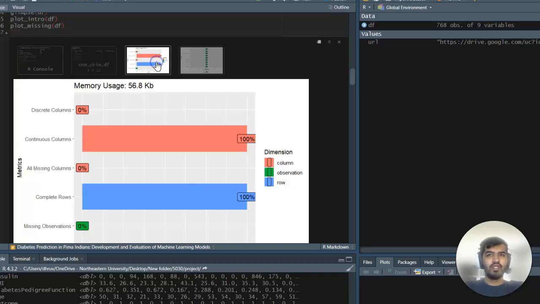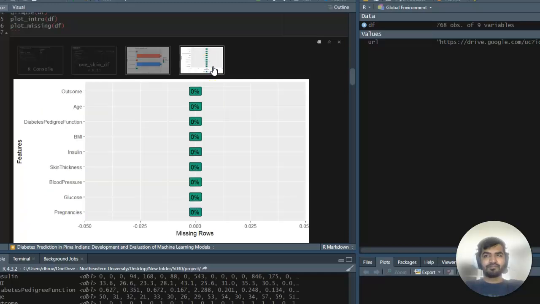The visualization using plot_intro and plot_missing confirmed the data structure, showing 788 observations across 9 variables. While formally there appeared to be no missing values, the zeros in medical measurements have implicit meaning that requires attention.